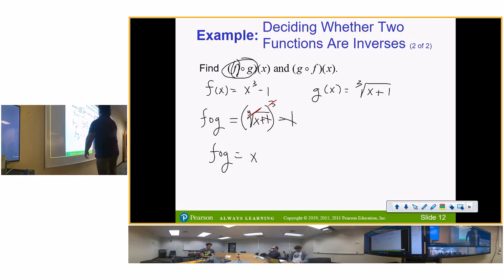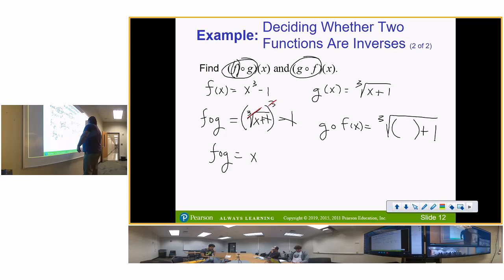Now let's do g composed of f. That means I'm going to rewrite g with a big set of parentheses: cube root, parentheses, plus 1. And then I'm going to plug in x cubed minus 1. And then the ones cancel, and that'll leave x. If it's the inverse, it'll always give you x.